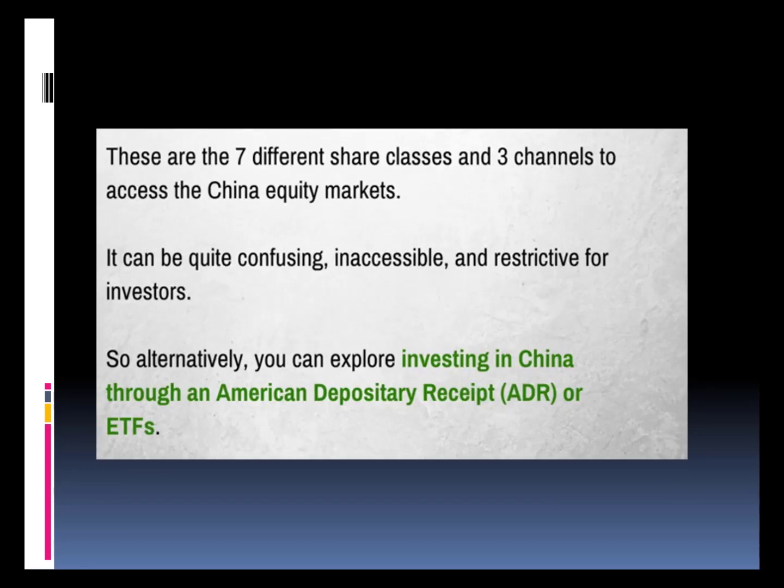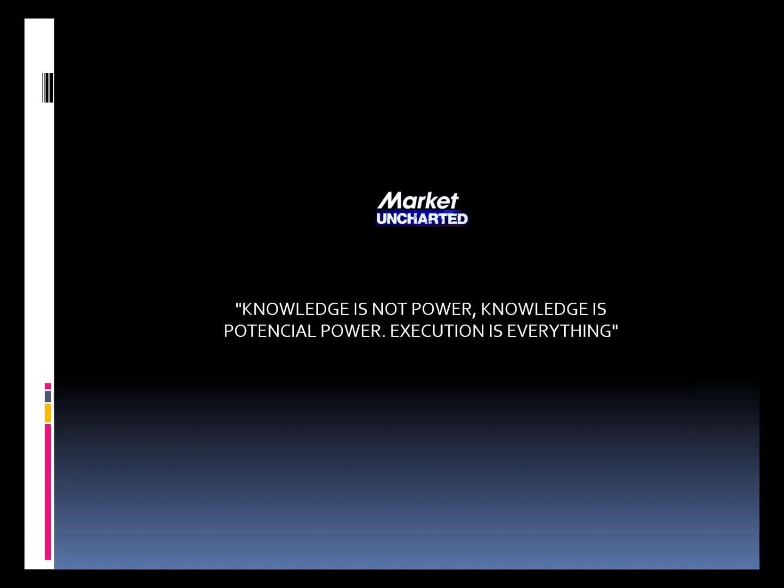These are the 7 different share classes and 3 channels to access the Chinese equity markets. It can be quite confusing, inaccessible, and restrictive for investors. So alternatively, you can explore investing in China through an American depository receipt or ETFs. Example, we have Alibaba.